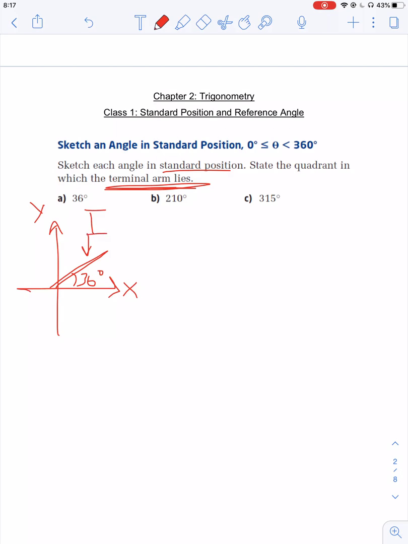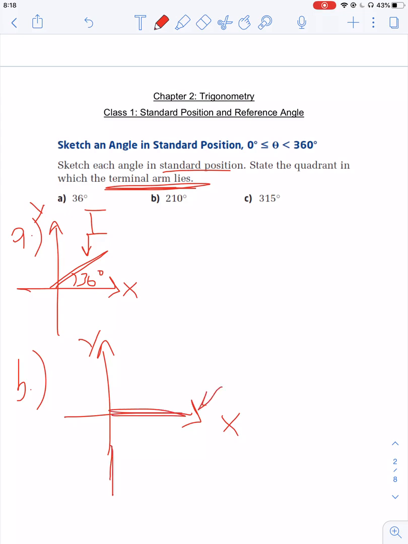Okay, now for question B. So this is question A. Question B, let's just do it here. Again, you draw your XY plane, X, Y, and now you have 210. You start from here, this is where you always start from. This is 0, this is 90, this is 180, and this is 270. So it has to be between 180 and 270, in the third quadrant. Now, if this is 180, then 30 more than that will be 210. So maybe something like this. Now this is your angle. It starts from here and goes all the way there. So this is 210 degrees.